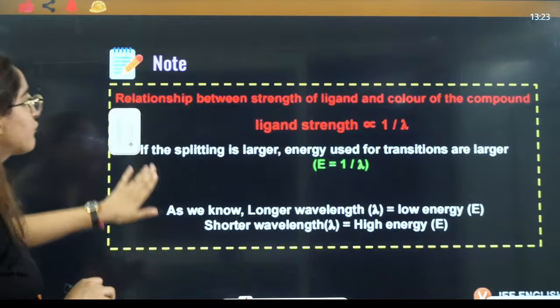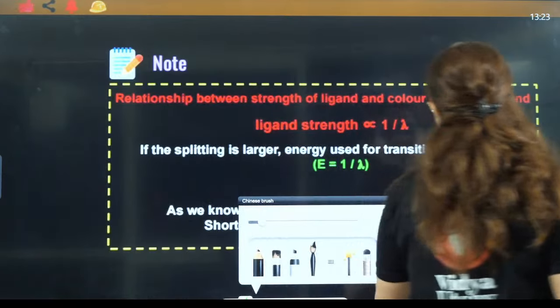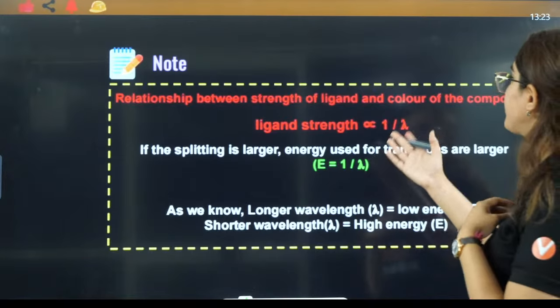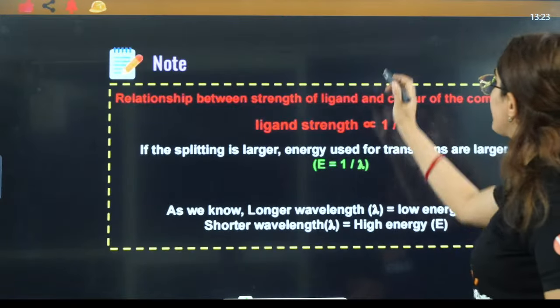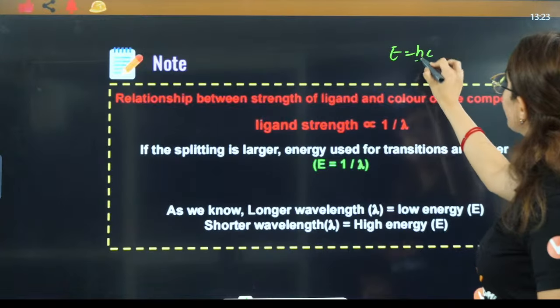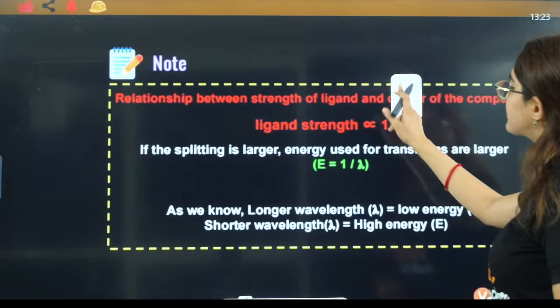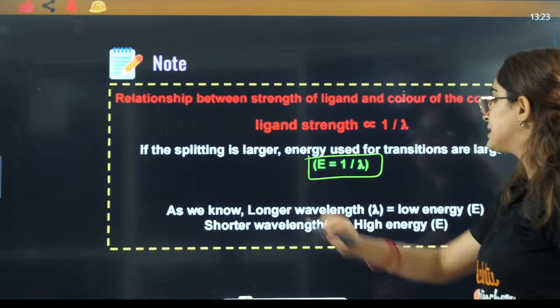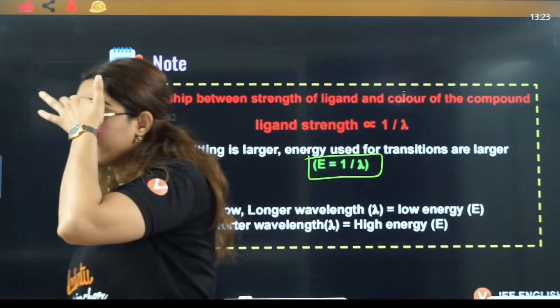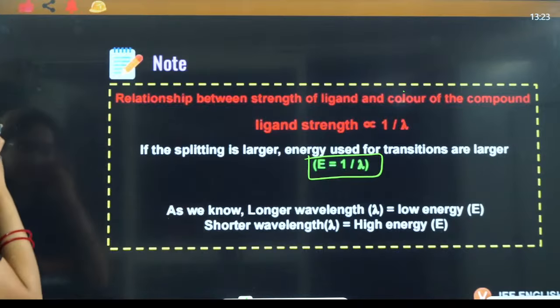Is that clear, everyone? Now let's see the relationship between strength of ligand and delta. We know that energy is equal to hc by lambda, so energy is inversely proportional to lambda. So if they ask you the value of lambda, that will be the inverse of the energy that you have in the spectrochemical series.